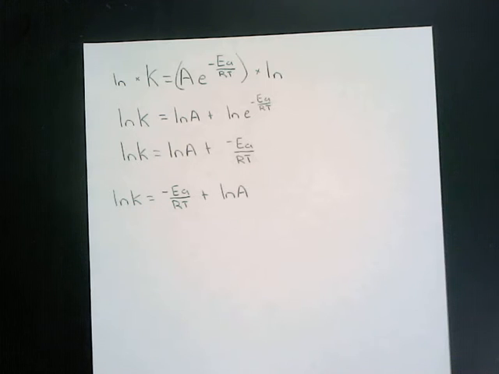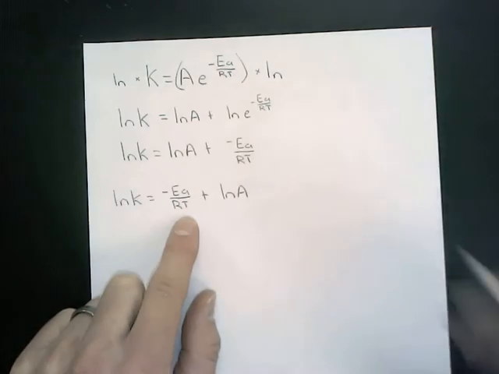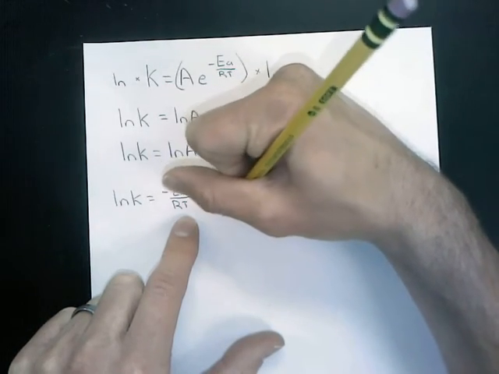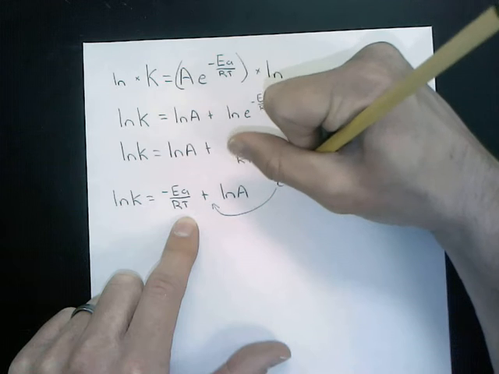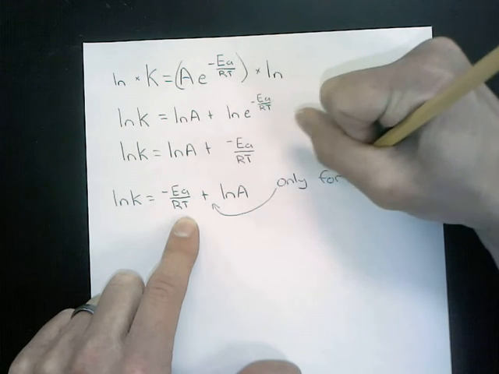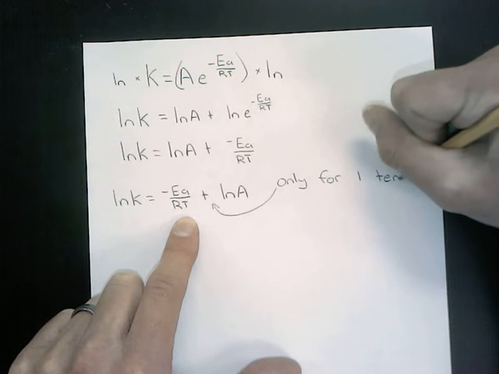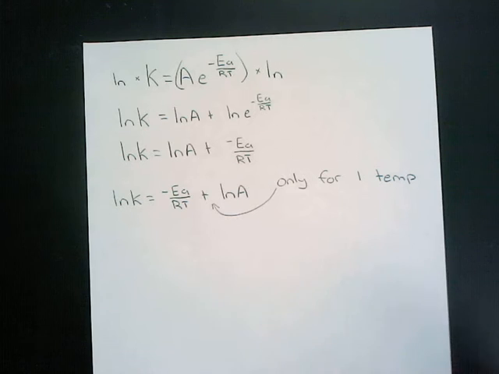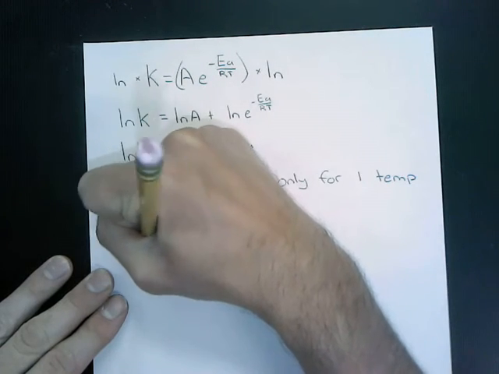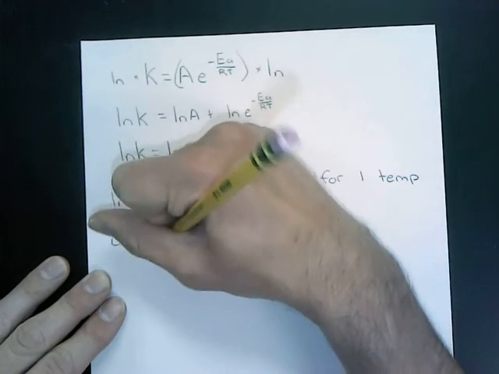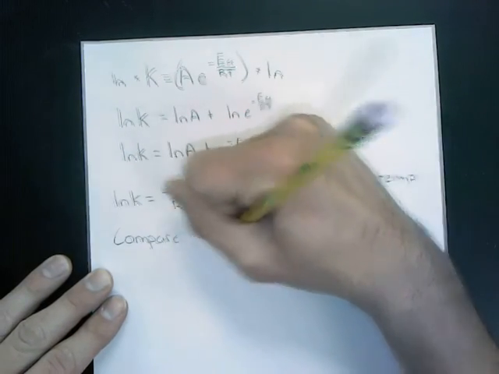Now this is a lot nicer equation, except for the fact that this is only for one temperature. So I want to make that clear here. Only for one temp. I'm going to abbreviate that. Only for one temp. We want to do some comparison between the reaction at one temperature and the reaction at a different temperature. So we want to compare two temps.